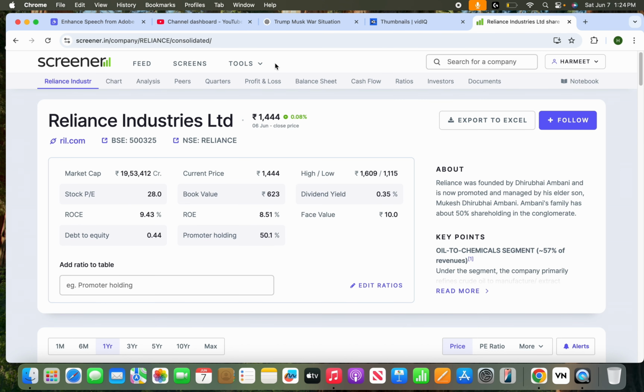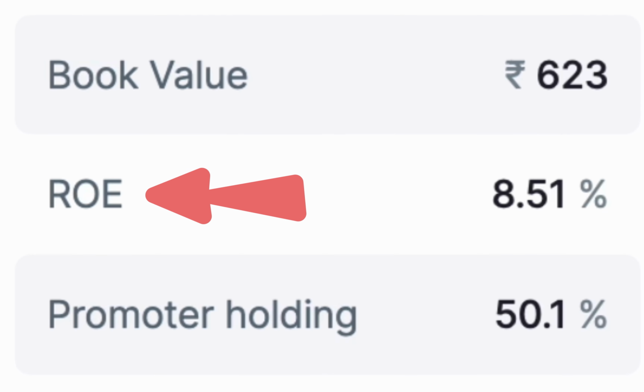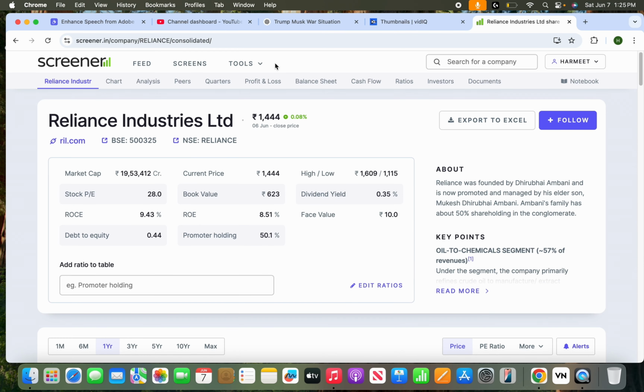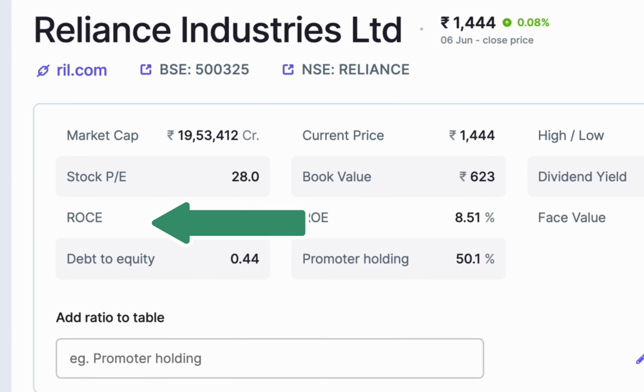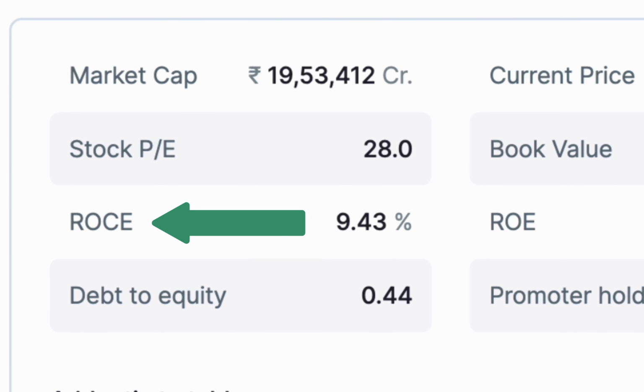Second one is ROE, which means return on equity. This measures how efficiently a company is using shareholder investments to generate profits. A consistently high ROE is a great sign. Third one is ROCE, which means return on capital employed, similar to ROE, but it also includes debt. This gives a broader picture of how well the company is generating profits from its total capital. Fourth one is debt to equity, crucial for understanding the company's leverage. A lower debt to equity ratio is generally preferred.